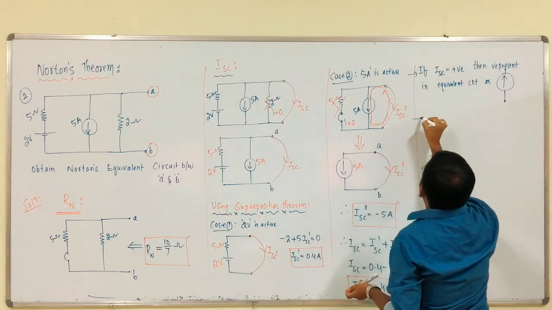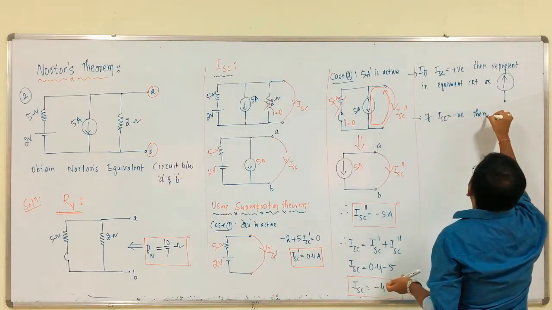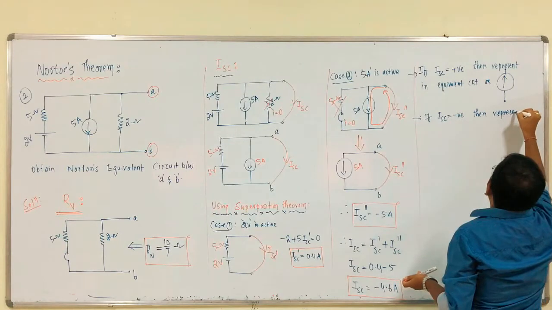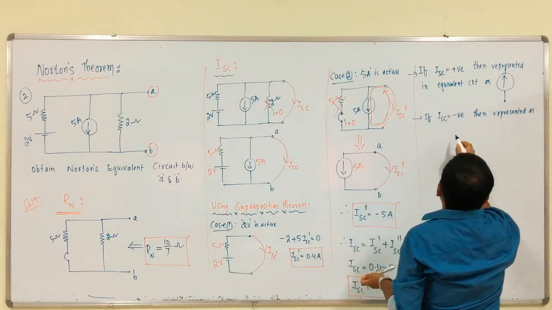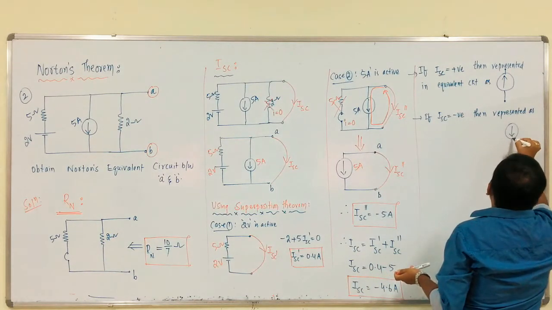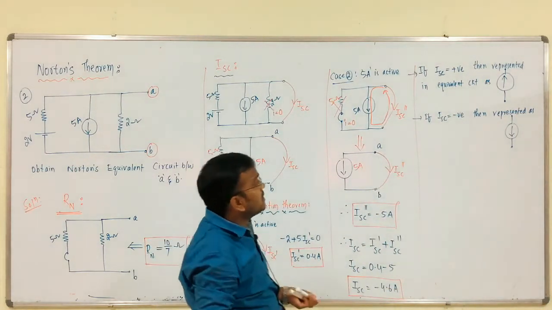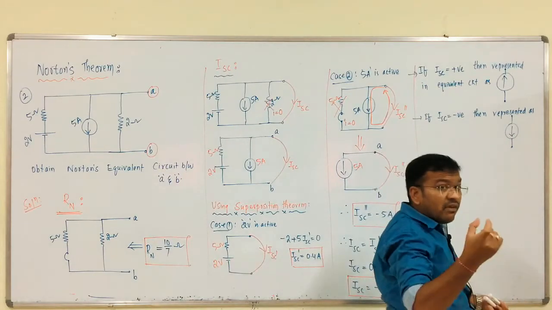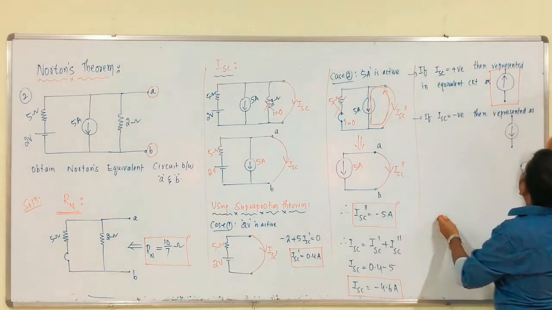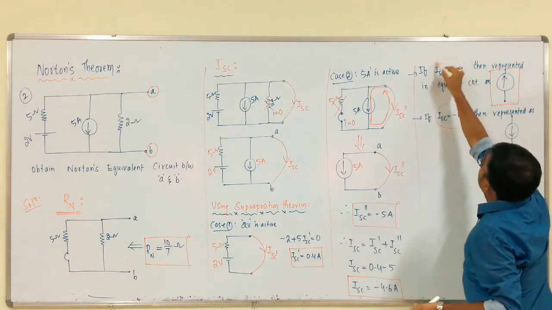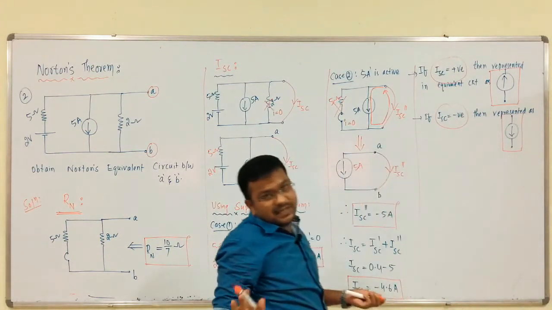This is the first one. If ISC is negative, then it is represented in the downward direction, that is it. If the ISC value is positive, the current source representation in the equivalent circuit is like this, upwards. Okay. If the value of ISC is negative, that is represented as downwards, that is it.